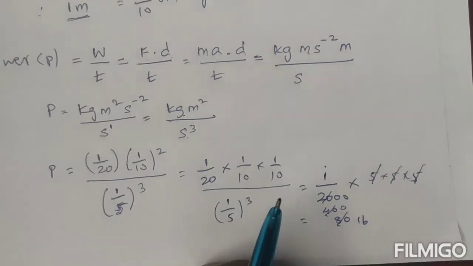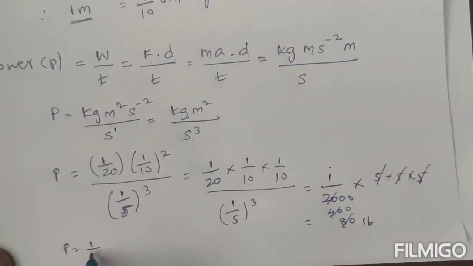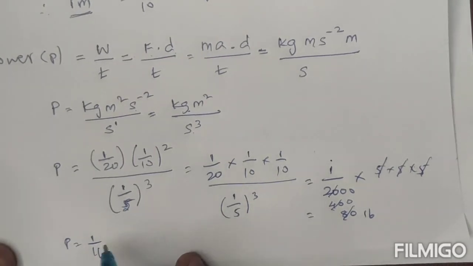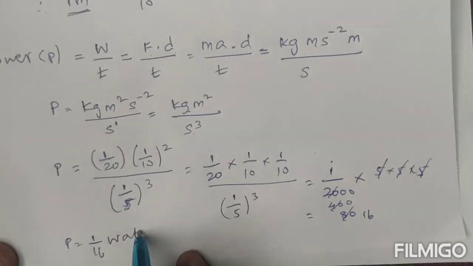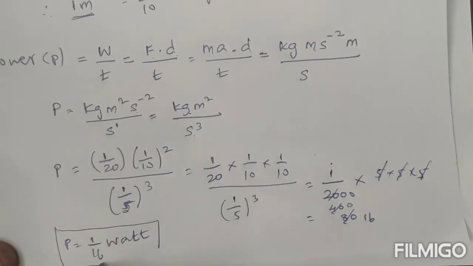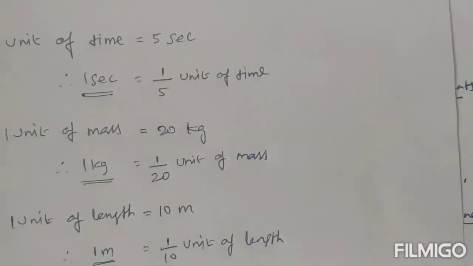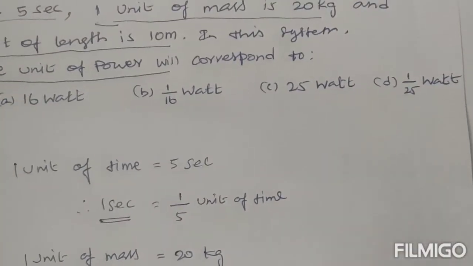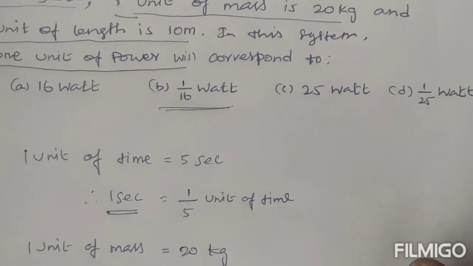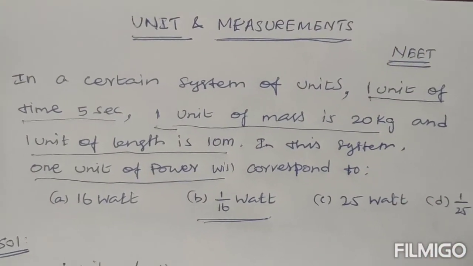So now we can write power is equal to 1 by 16. Actually the power unit is watt. So power is equal to 1 by 16 watt. This answer matches option B. Okay students, I hope you understood this question. Thank you.